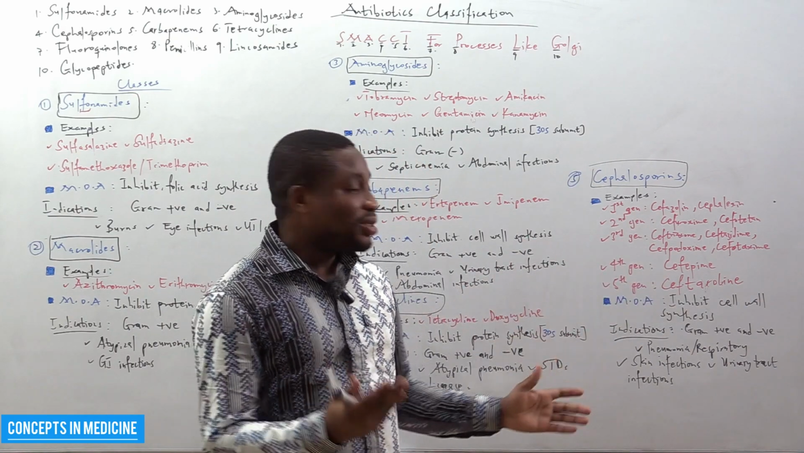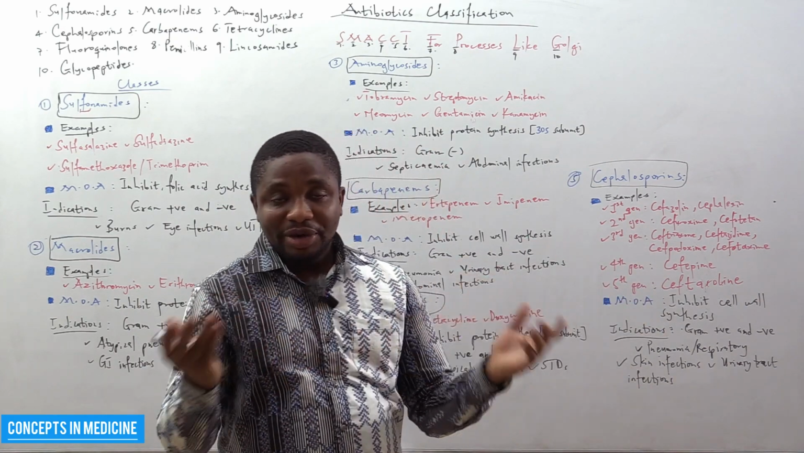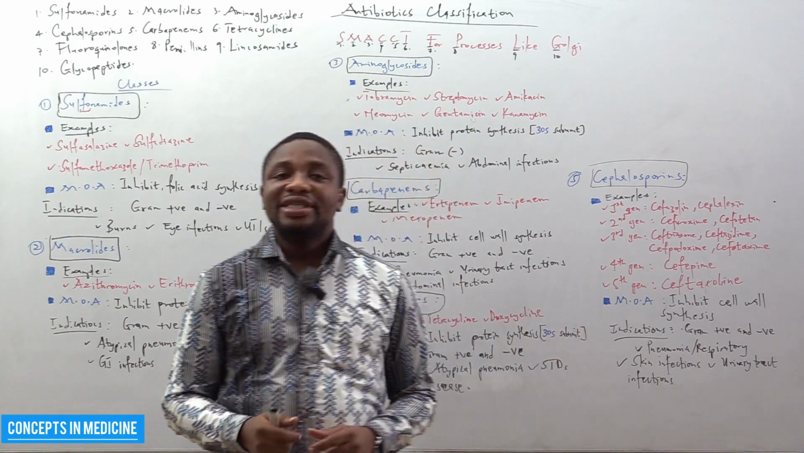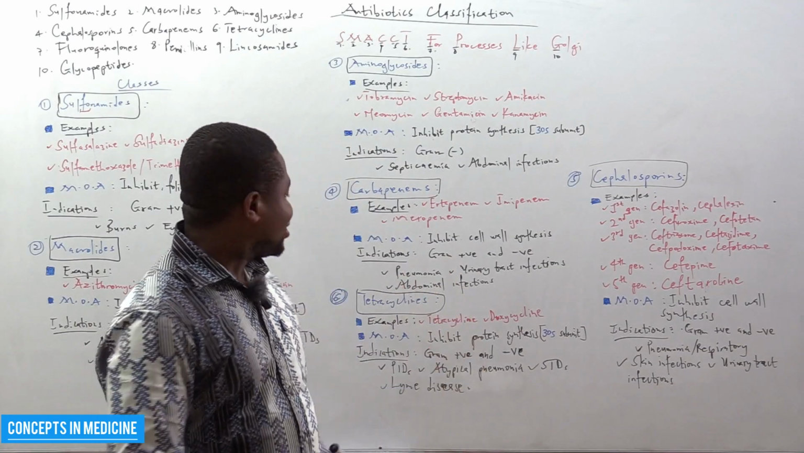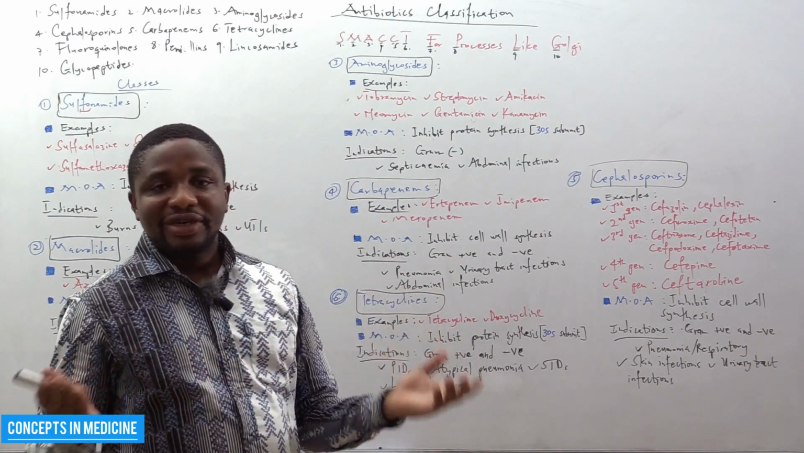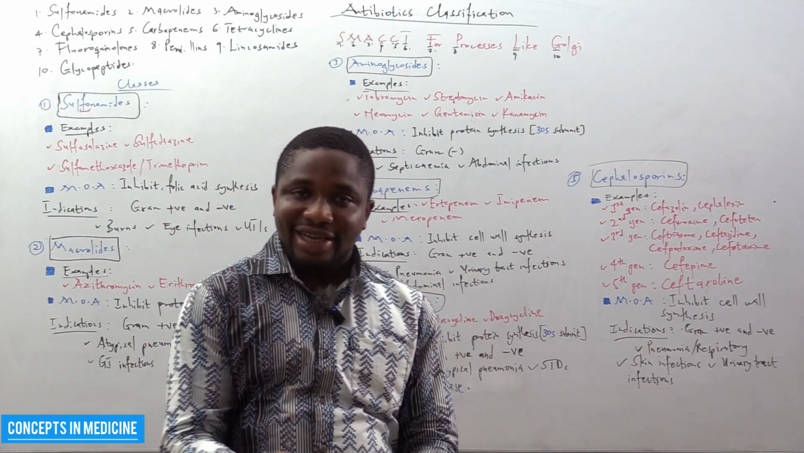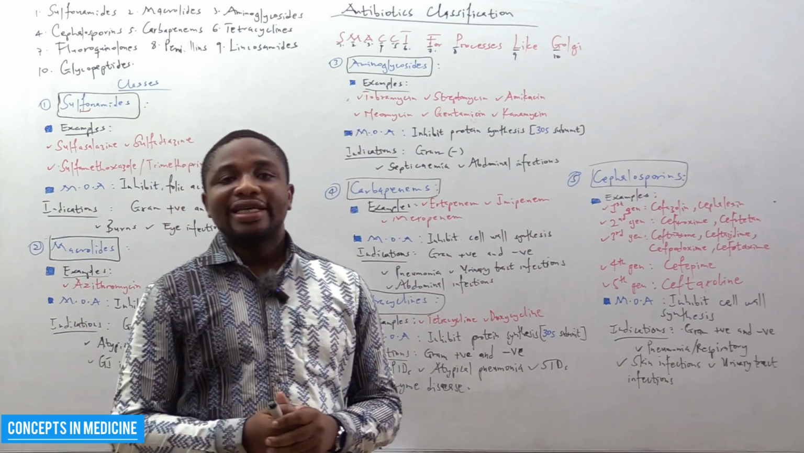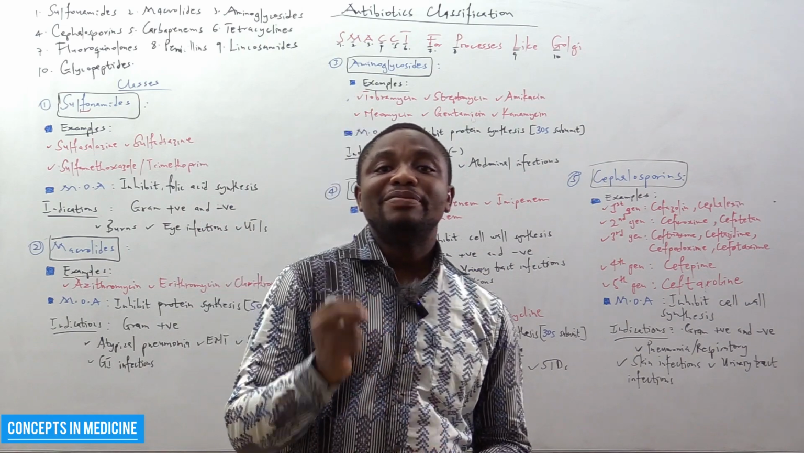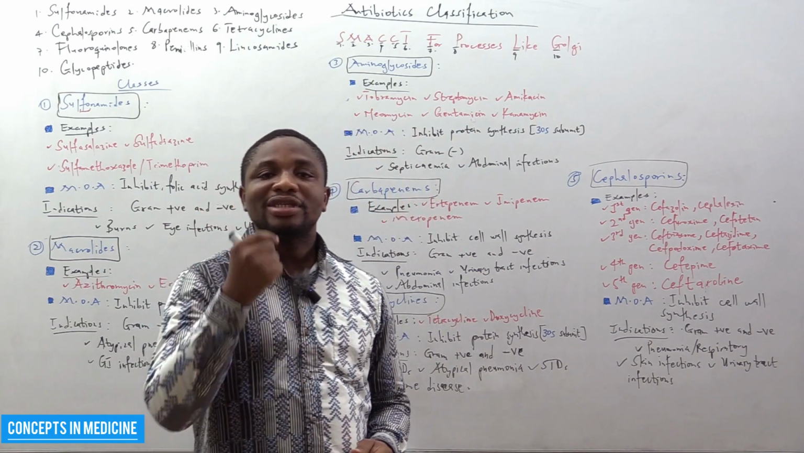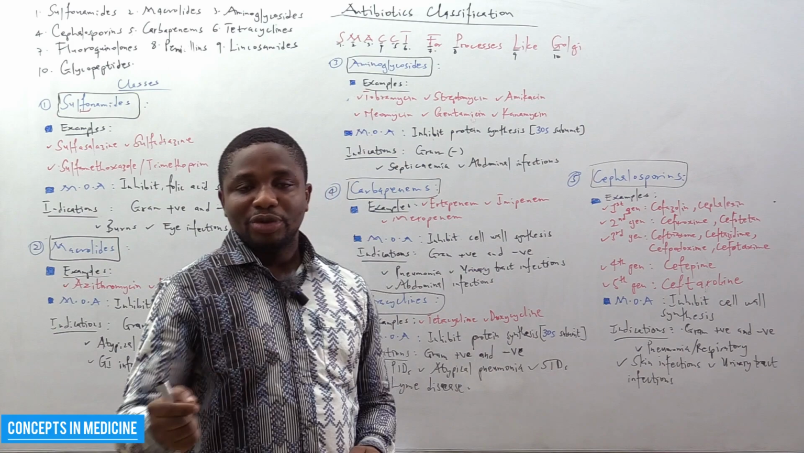Then, what are some of the conditions? We can think of pneumonia, that's respiratory infections, skin infections, and urinary tract infections. The next class, the tetracyclines. Very common examples: we have tetracycline itself and doxycycline. And what do they do? They inhibit protein synthesis by binding to the 30S subunit.